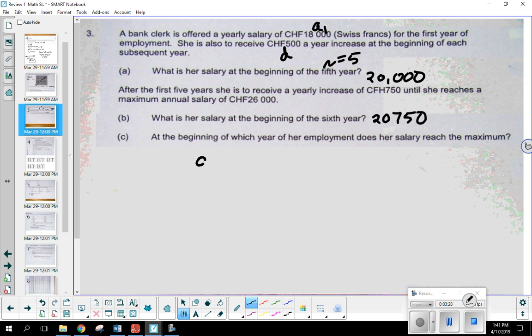We're going to use this formula again. So a sub n is equal to a sub 1 plus n minus 1 times d. Well, we know d is equal to 750. We know the first term now is going to be 20,750 francs. And we know that it's going to cap out at 26,000. So once she reaches 26,000 a year, she's not going to be getting any more money in addition to that, right? So what am I actually trying to solve for in the formula? n. We're trying to find the number of years.